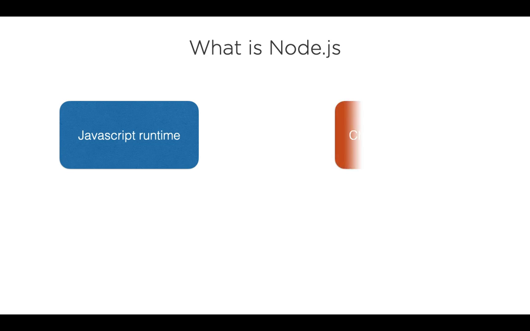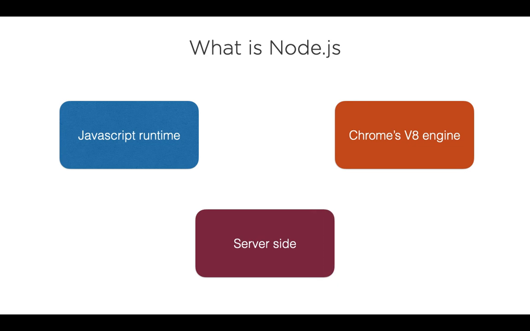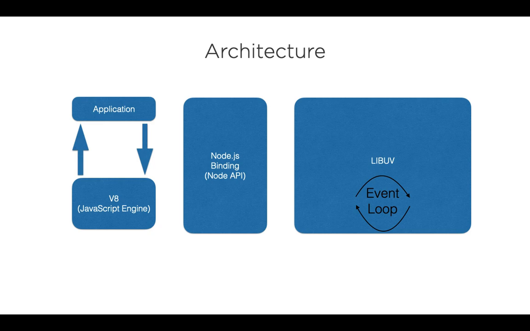Node.js is a JavaScript runtime built on Chrome's V8 JavaScript engine. What makes Node.js unique is its ability to execute JavaScript code on the server side, allowing developers to use the same language for both client-side and server-side development. This unification streamlines the development process and fosters code reusability across different layers of the application.